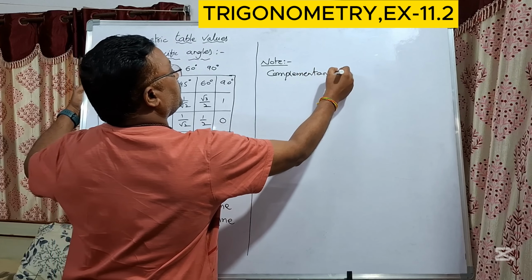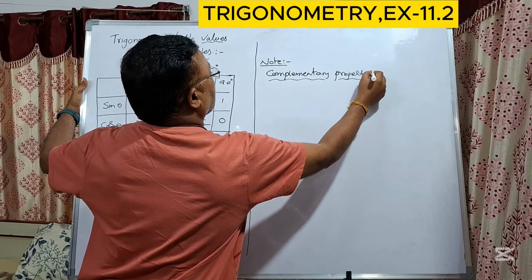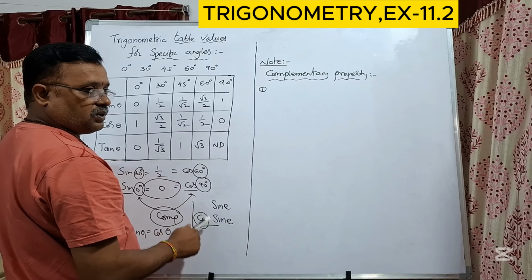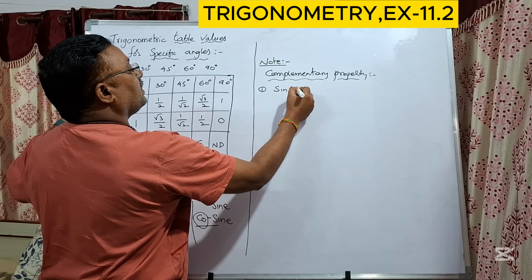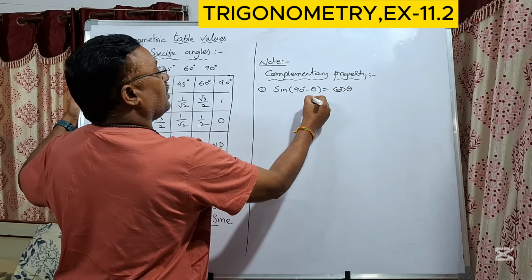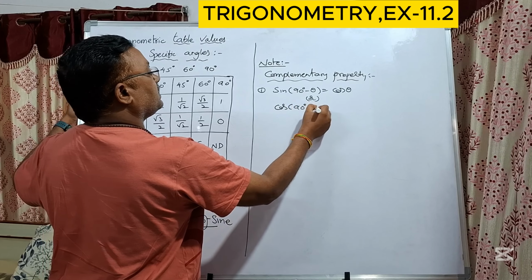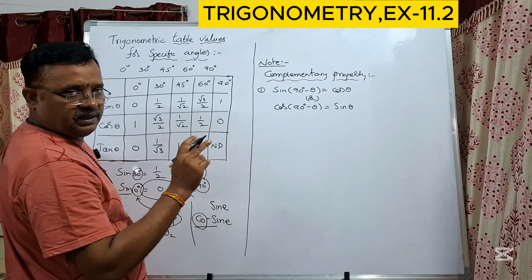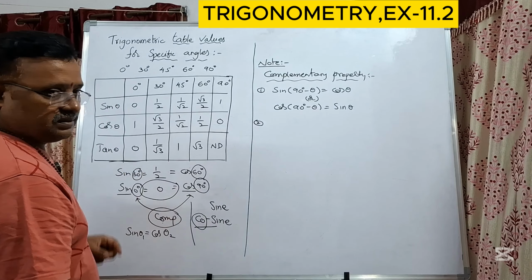What is that one? Complementary property between two complementary functions. First one, sine, cosine. So sine of 90 degrees minus theta is equal to cos theta, or cos of 90 degrees minus theta will be remembered as equal to sine theta. This one, sine, cosine.